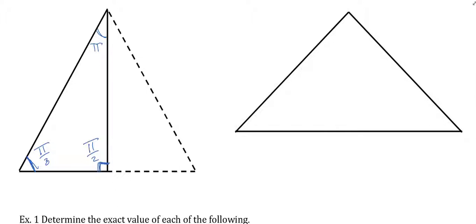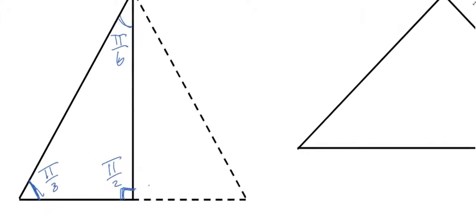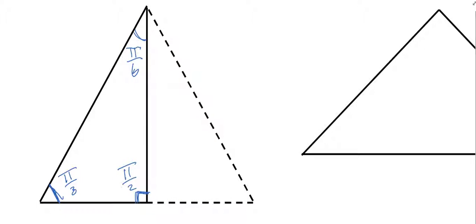Pi over 6. Good. Show you something kind of interesting. If I were to write pi by 3, but with the denominator of 6, what would it be? 2 pi by 6. Denominator of 6. You happy with that? 2 over 6 is the same as 1 over 3?